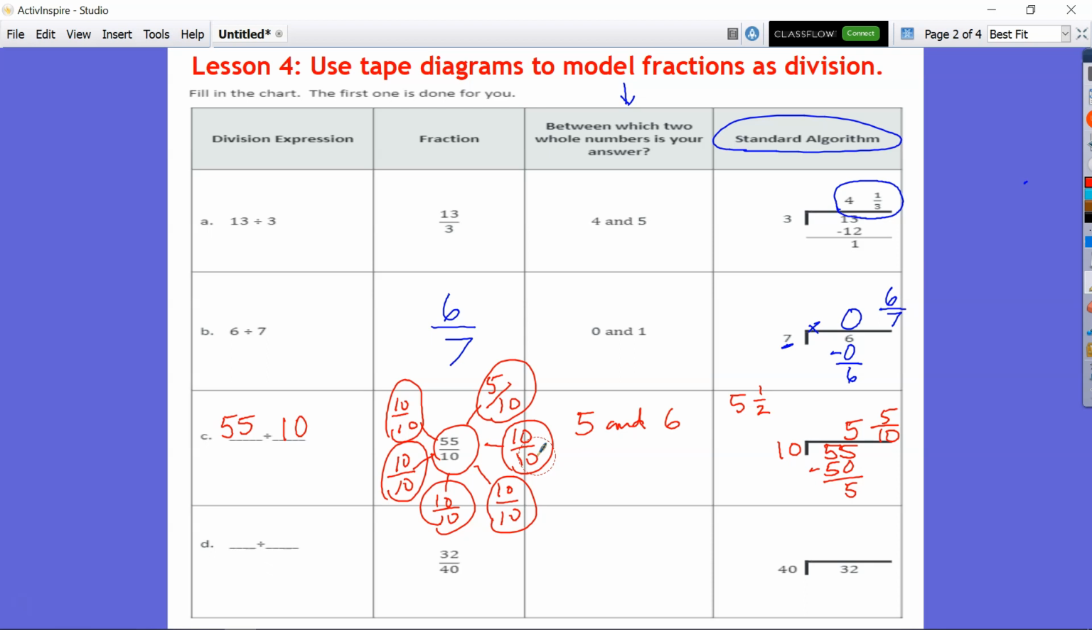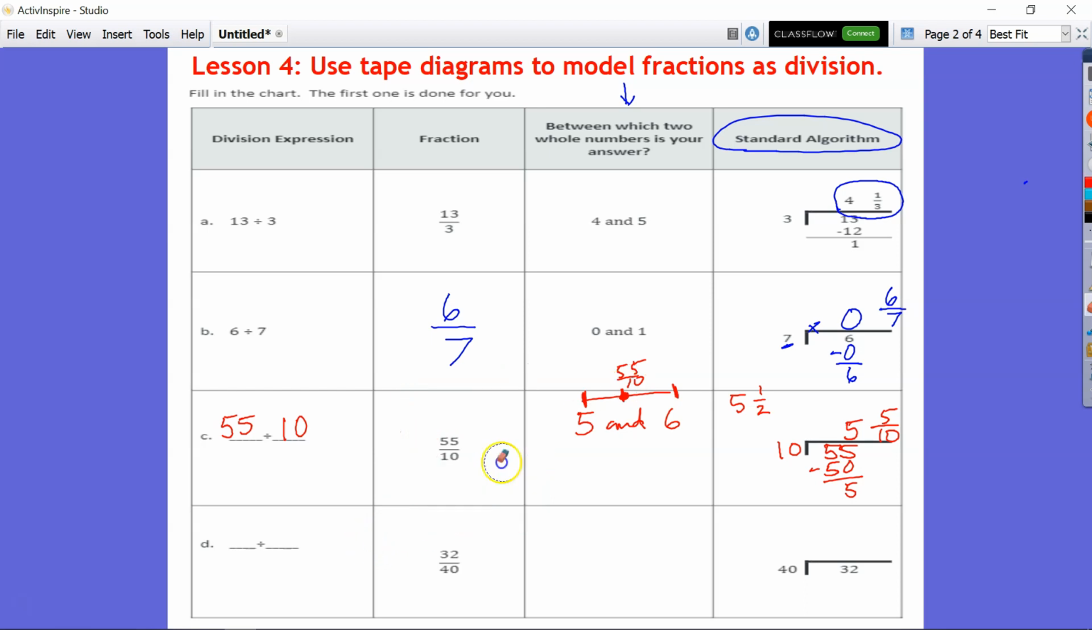10 tenths is equal to 1 whole. And then we have 5 tenths remaining. So that number would actually be directly in between. If we had a number line here, this was 5 and this was 6, 55 tenths would be right there, smack in the middle, the midpoint between 5 and 6.